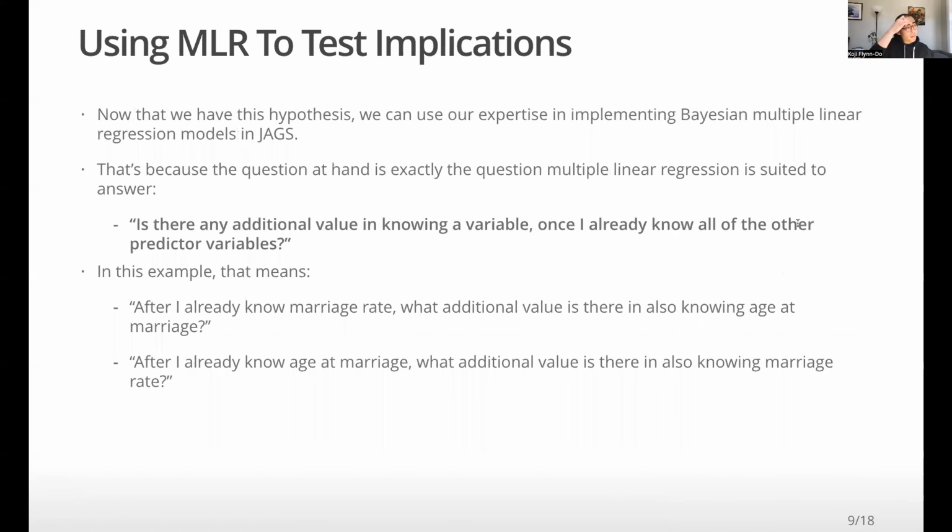And so yeah, we can just implement this in DAGs, which is really useful now that we know how to do that. And I guess I want to highlight that the key question that multiple linear regression is helping us answer is: is there any additional value in knowing a variable once I already know all of the other predictor variables? And so here that means after I know the marriage rate, right, is there additional value in knowing age of marriage? Or if I know the age of marriage, is there additional value in knowing marriage rate?